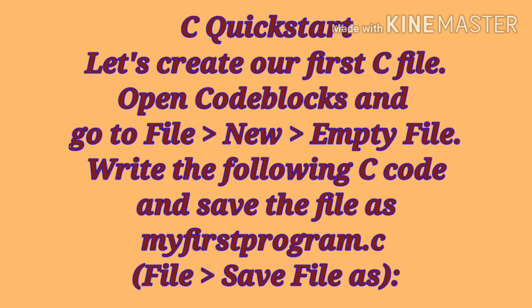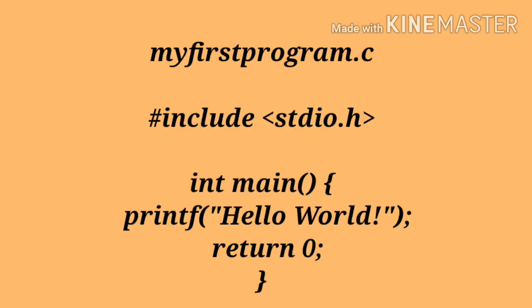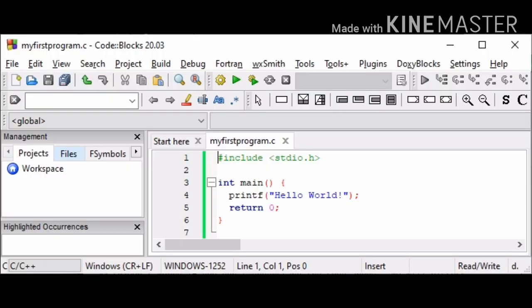C Quick Start. Let's create our first C file. Open Code::Blocks and go to File, New, Empty File. Write the following C code and save the file as myfirstprogram.c. File, Save file as. Don't worry if you don't understand the code above, we will discuss it in detail in later chapters.